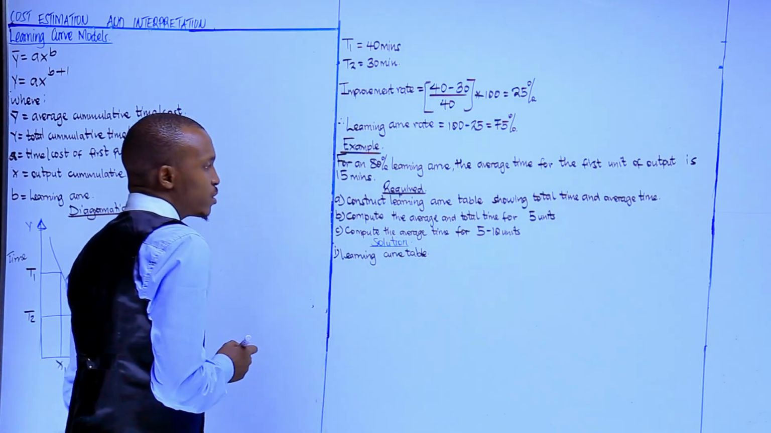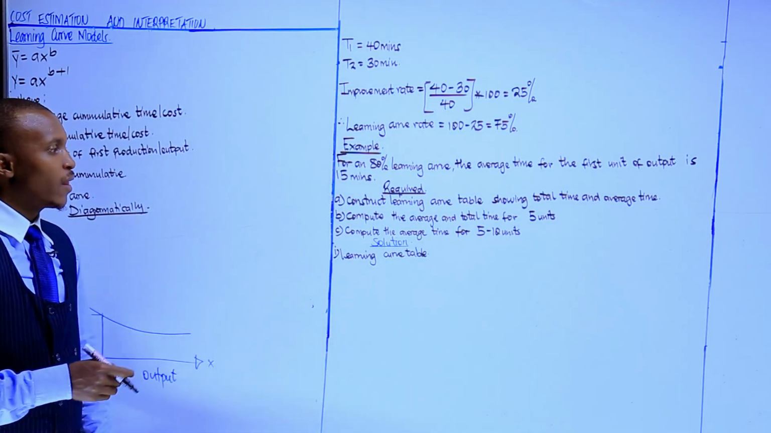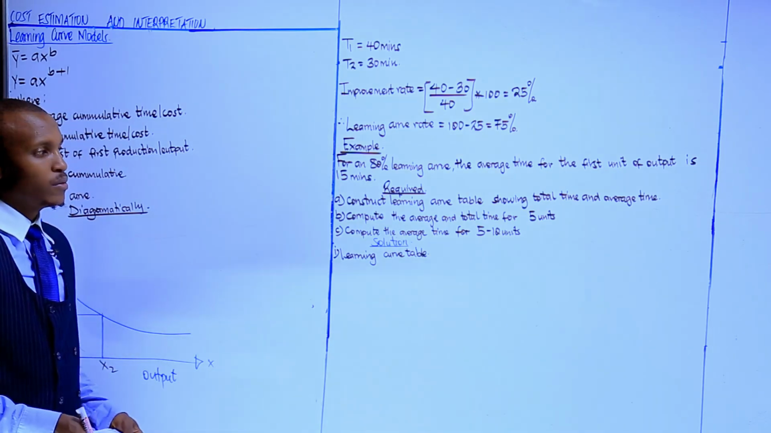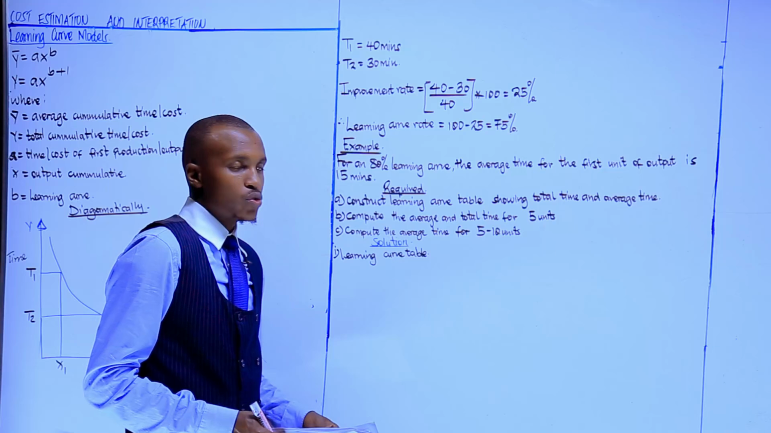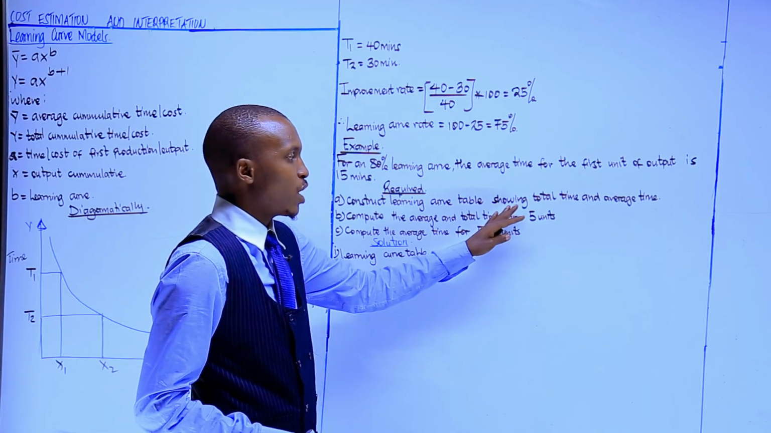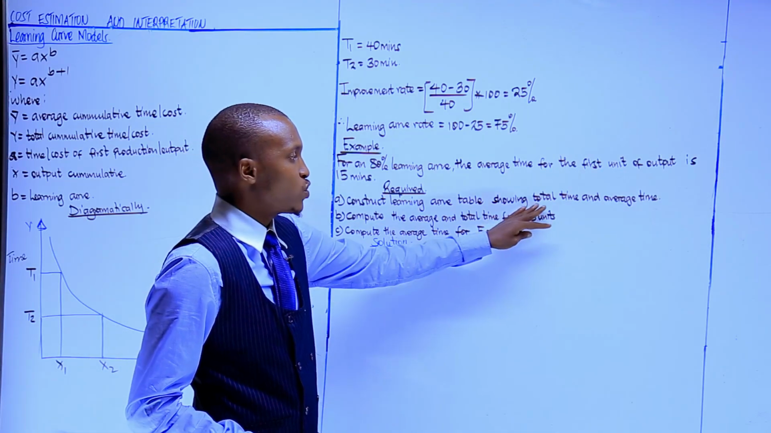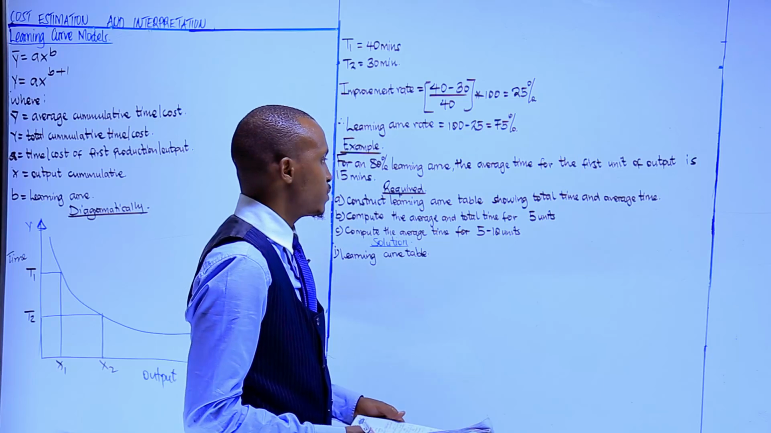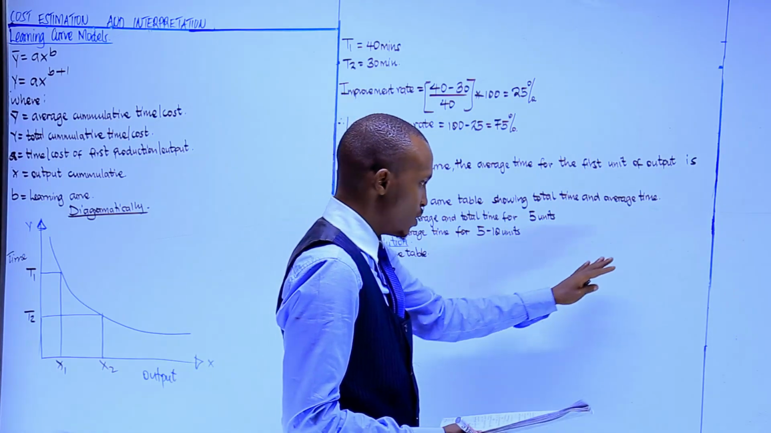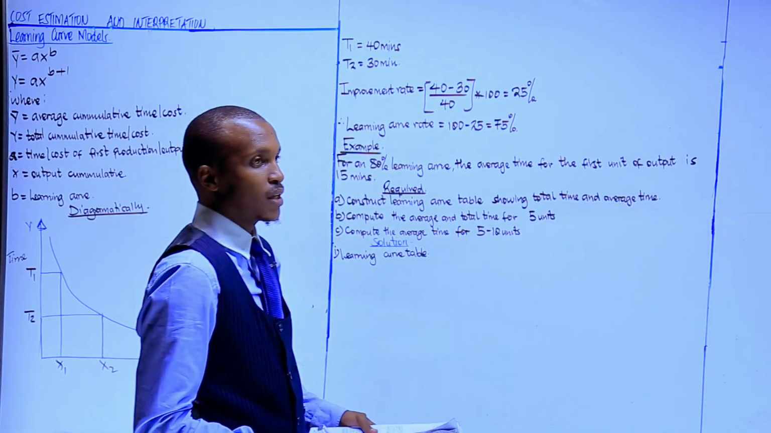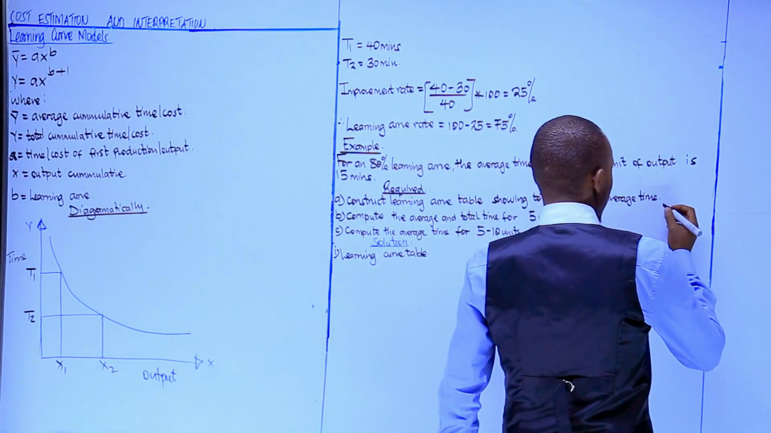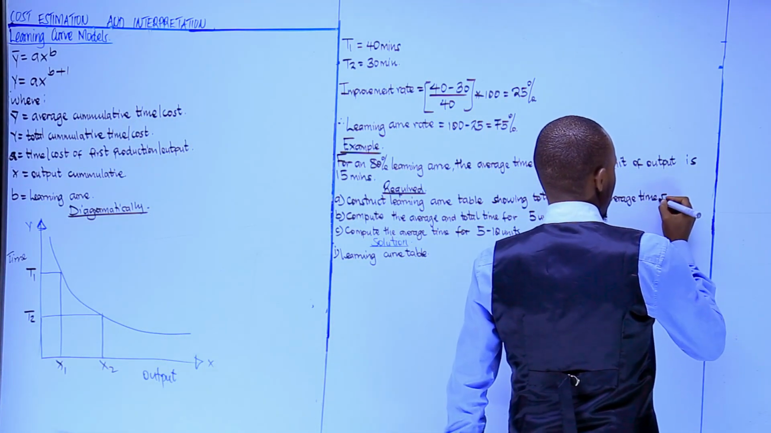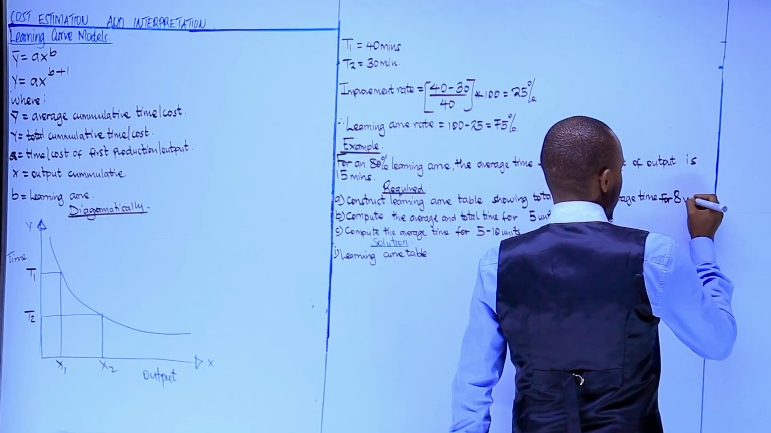Okay. This learning curve table, basically, we are going to prepare it in such a way that we will have the total time taken and the average time taken. For example, we can say for 8 units.